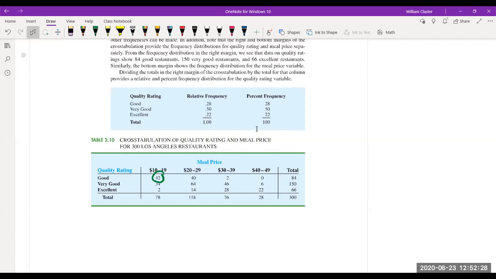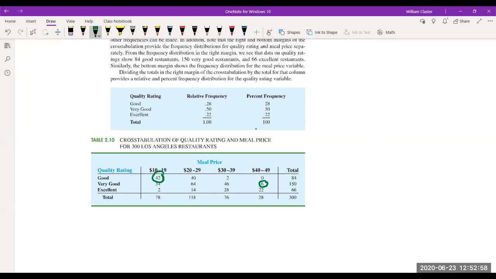What does the 42 stand for? Restaurants. Yeah, there were 42 restaurants, right? 42 elements. I hope that you begin to think of it this way. If you think of it this way, the analysis works a little bit better. Anyway, there were 42. Okay, what does this stand for?